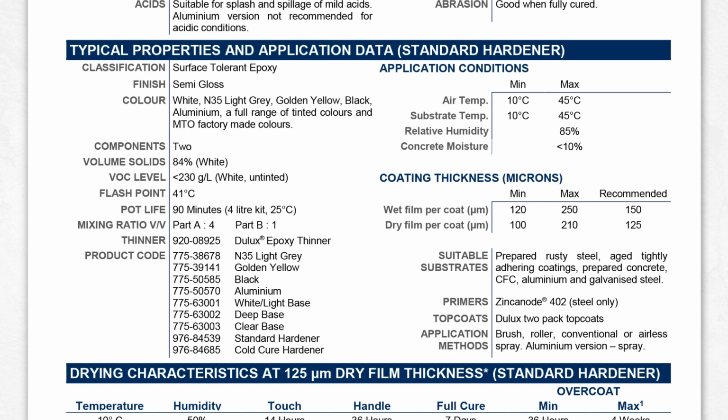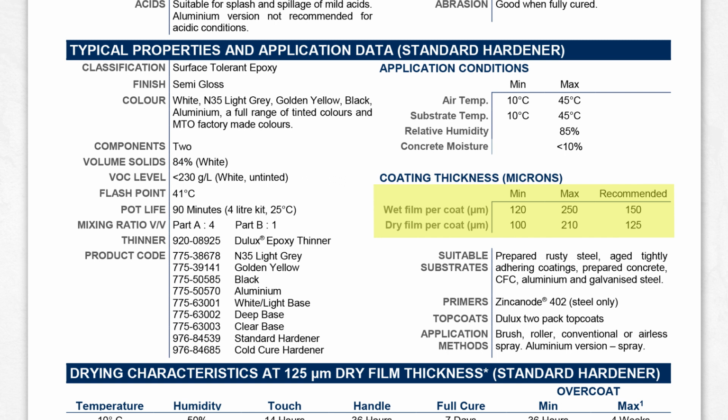It also includes VOC level, flash point, pot life, mixing ratio, thinner, and the important product codes. Along with this, important information regarding application conditions, including minimum and maximum air temperatures, substrate temperatures, relative humidities, and moisture content. Coating thickness guides relative to the product's wet film thickness and dry film thickness are also included.